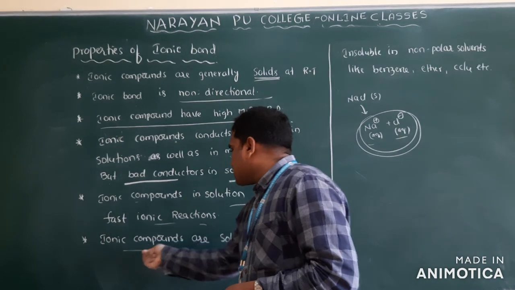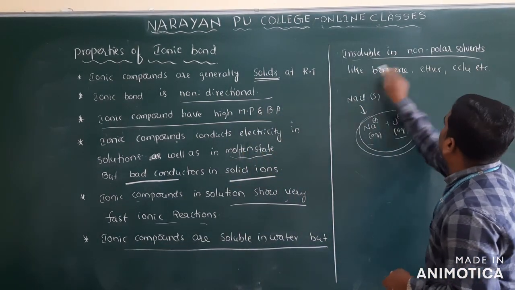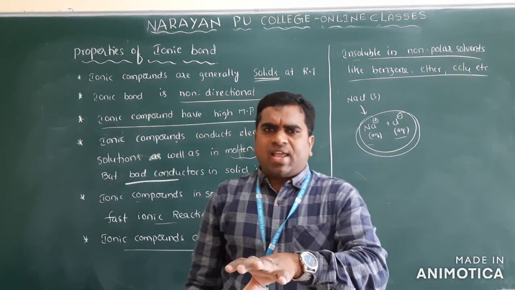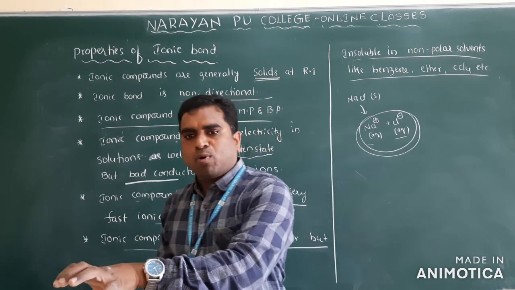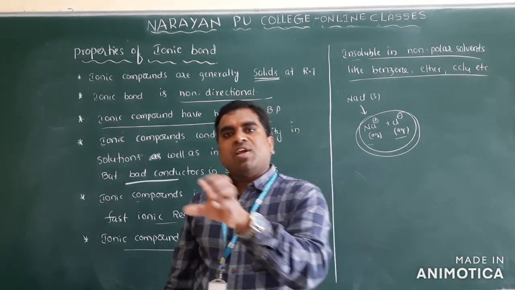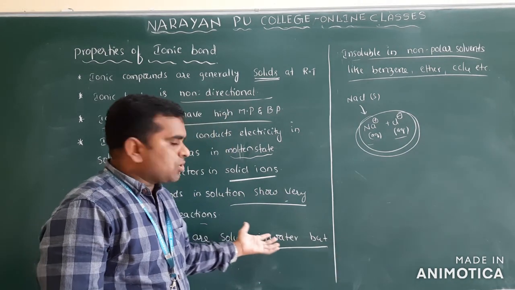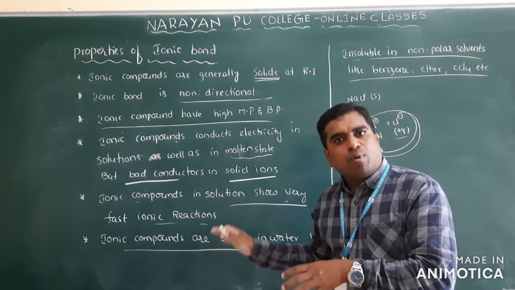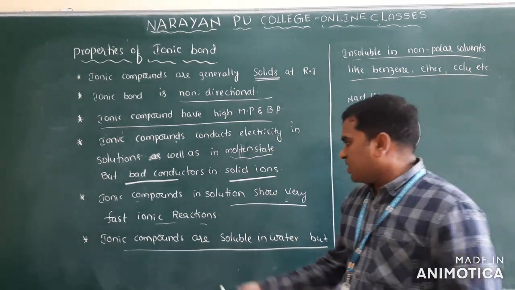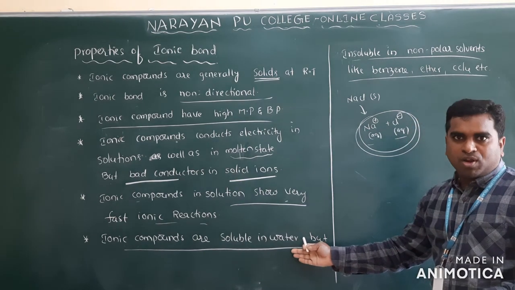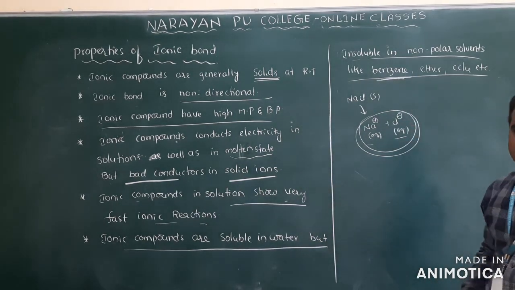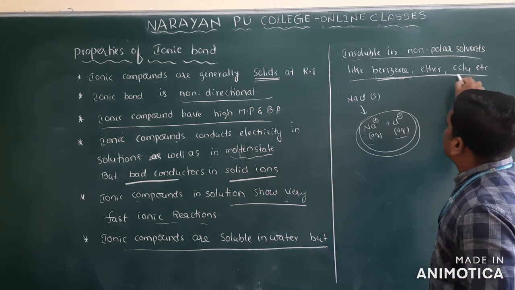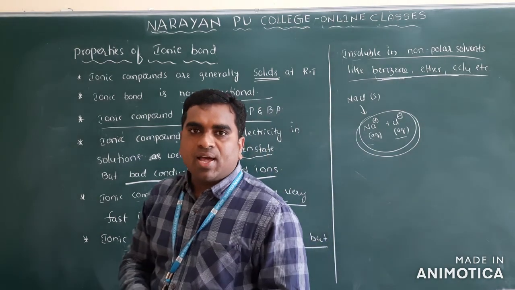Ionic compounds are soluble in water but insoluble in non-polar solvents. Just remember: like dissolves like. Polar compounds dissolve in polar solvents, and non-polar compounds dissolve in non-polar solvents. Ionic compounds are all polar, because they are in the form of poles, Na+ and Cl-. Polar compounds dissolve in a polar solvent. What is the polar solvent here? Water. These others are non-polar solvents, so ionic compounds are insoluble in non-polar solvents. Clear? These are the properties of ionic compounds.